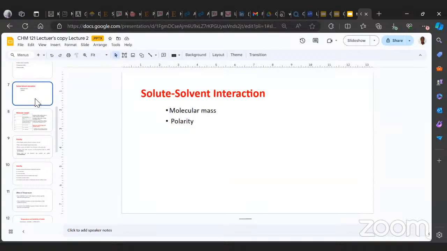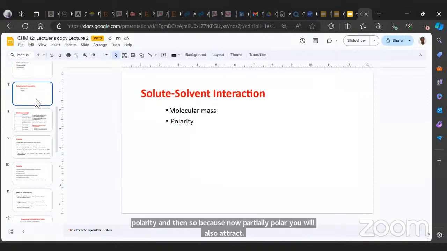Now, when you're dealing with liquids, polarity is very significant. For solutions that are liquid in nature, polarity is very important. When you have oxygen, nitrogen, and fluorine, they're the most electronegative elements. They will pull the bonds to themselves, thus making a slight charge in the molecule. And when there's that kind of charge in the molecule, then there will be polarity. Because it's now partially polar, it will also be attracted to a polar solvent. So polarity plays a role.